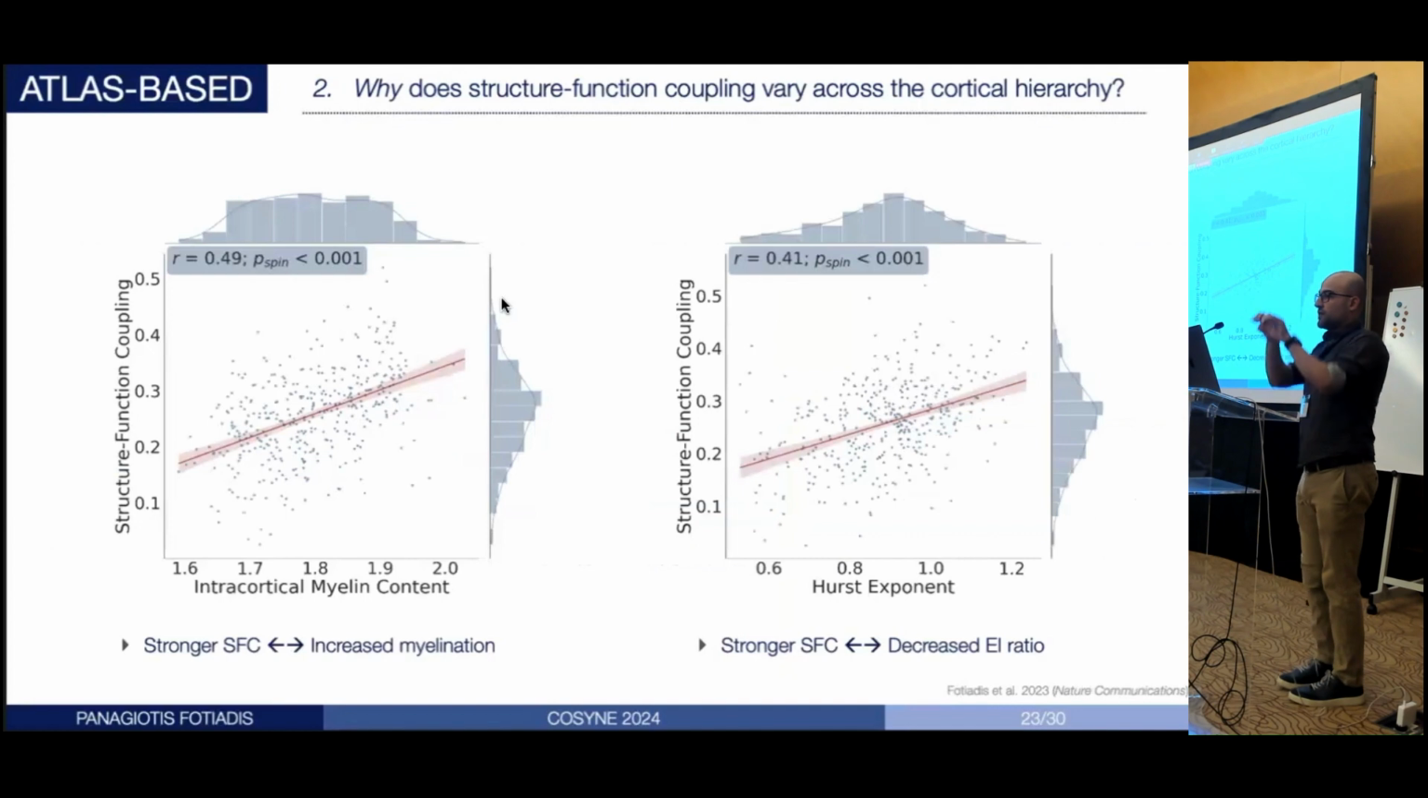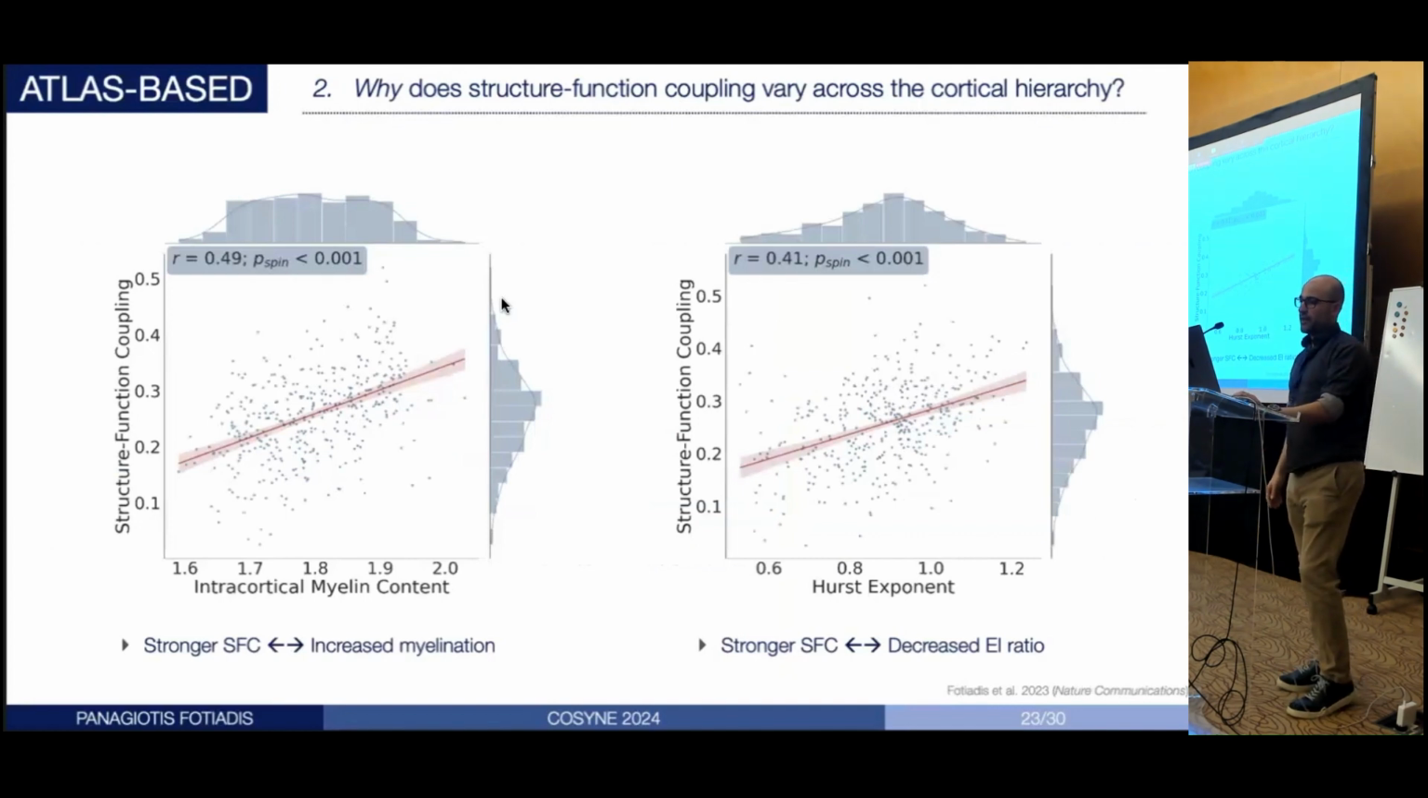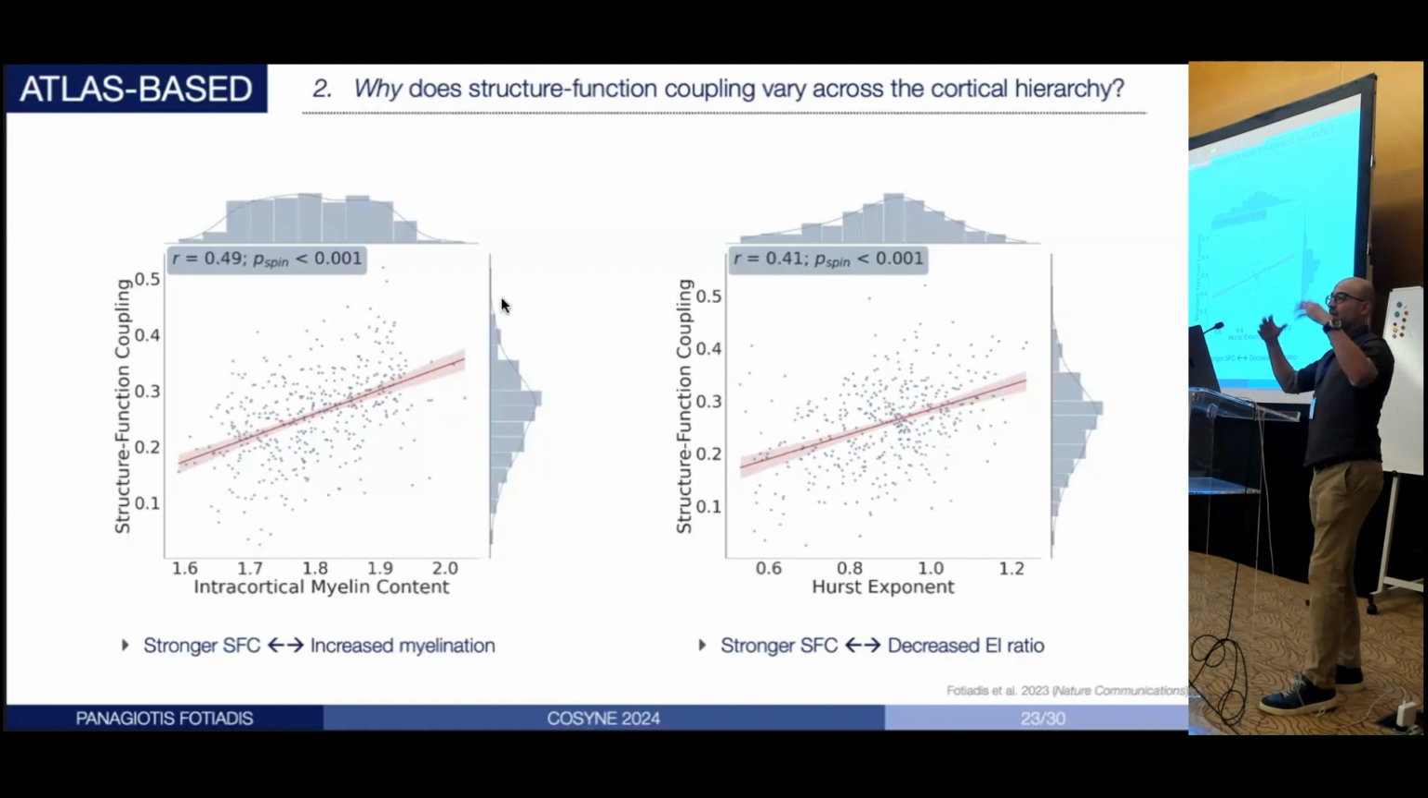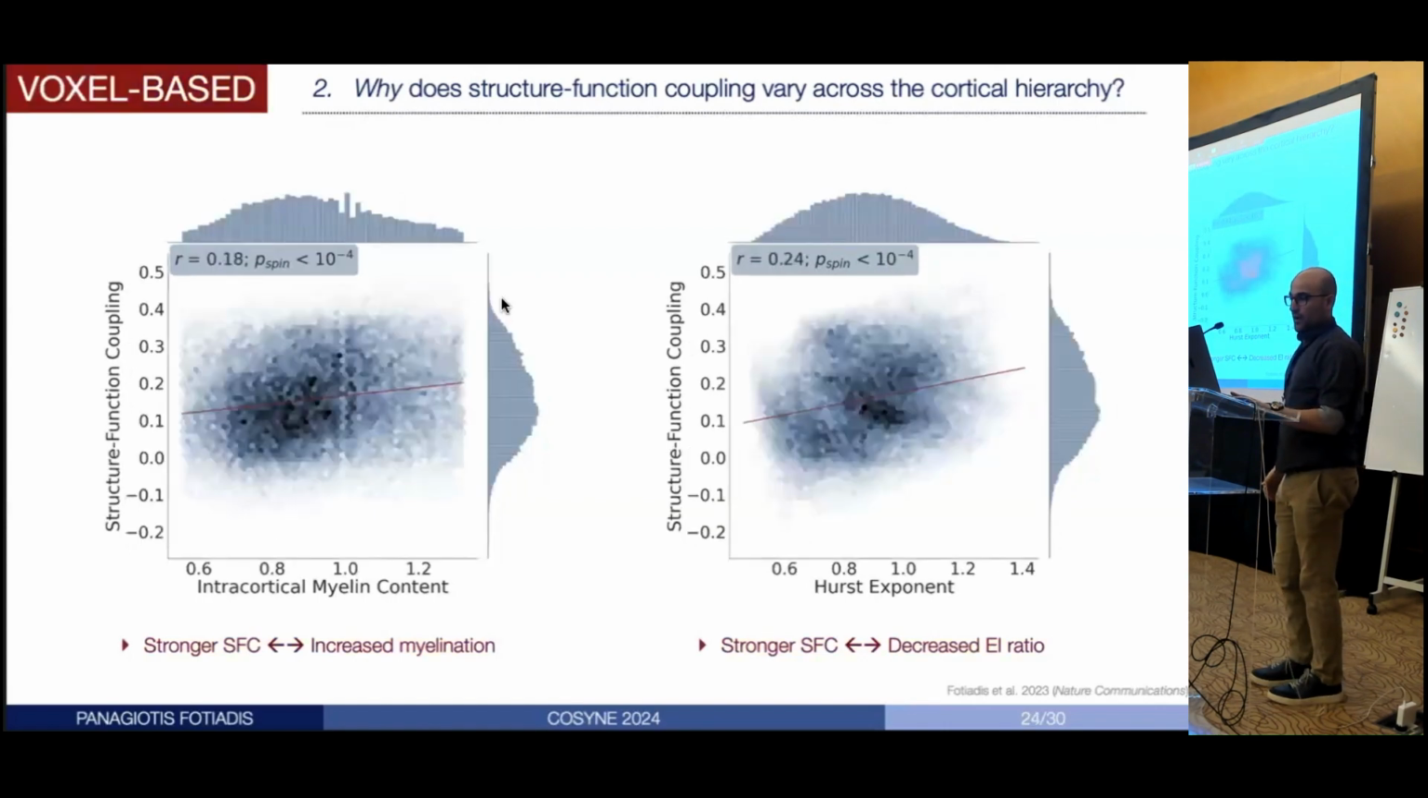And this makes sense, right? Because the heavier the insulation, the less freedom and deviation that you can have. And the second result, once again, I think intuitively makes sense, in that the brain regions that had the largest Hurst exponents, which essentially corresponds to more relative inhibition, so the more inhibited brain regions, are the ones that also displayed higher structure function coupling, which again, I think makes sense, right? Because the more inhibition you have, the less the functional signal can deviate from the underlying anatomy.